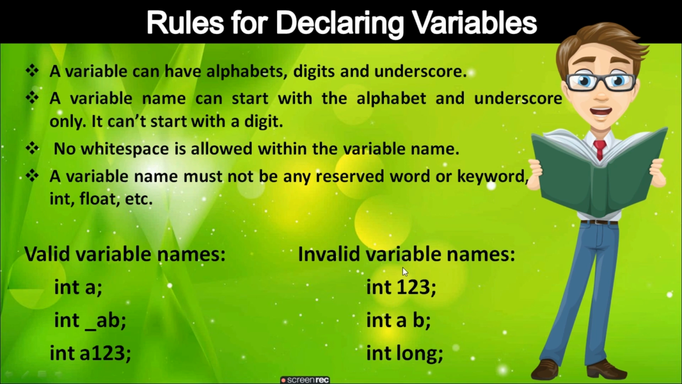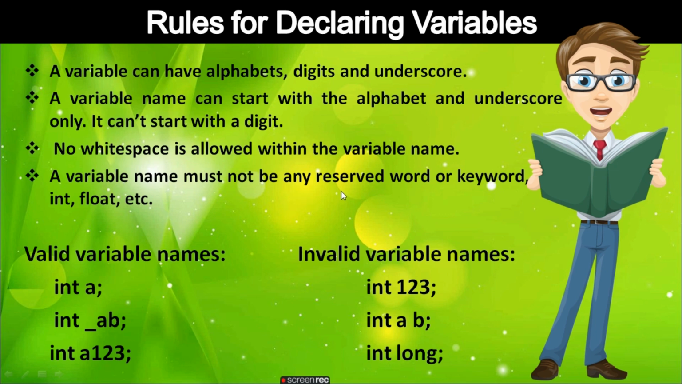If you look at the invalid variable names, you can come to know I cannot refer to 123 as a variable. 123 is a number. Obviously it is a number. I cannot refer to a number as a variable, but I can refer to A123. So the first character of a variable should be an alphabet or underscore. No white space is allowed within the variable name. I cannot refer to \a, \n, \t. So no white space is allowed.